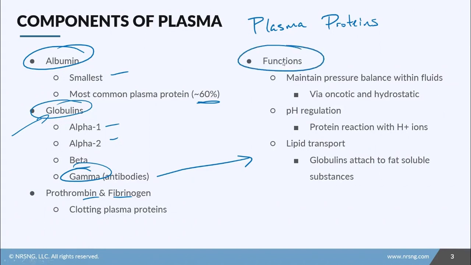Now, when we talk about functions of plasma proteins, these are the things that we're looking at. First off, they help to maintain pressure balance within fluids. There's a really good lesson on fluid balance, and I encourage you to check that out. But when we're talking about pressure balance, we're talking about the pushing and pulling pressures of fluids themselves, and that's oncotic and hydrostatic pressure. The other thing that plasma proteins do is they help in pH regulation, meaning that they react with hydrogen ions to help balance out the pH of blood and plasma. Now, when we're talking about the gamma globulins, we're talking about lipid transport. So these lipids that need to be transported throughout the body will actually attach to these globulins and be transported to their necessary areas.